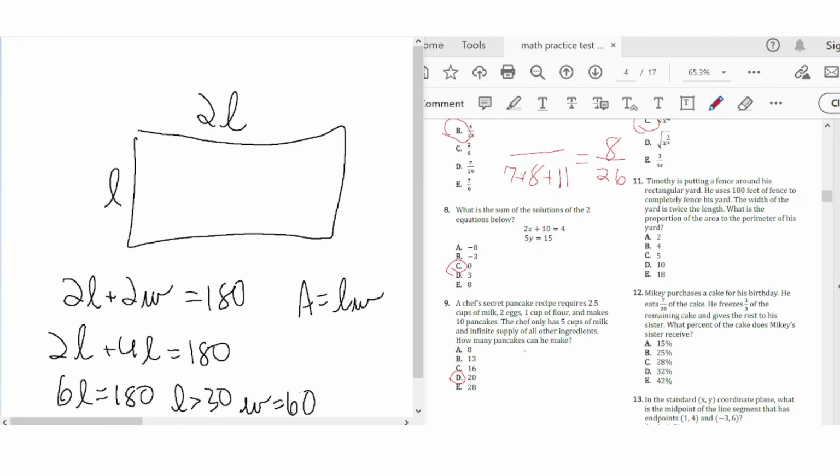Now we can use this to calculate the area. 30 times 60 gives us 1800. Therefore, we know that the area equals 1800. Now to find the proportion of area to perimeter, we have to divide area by perimeter. Without even using our calculators, we can tell that 1800 is greater than 180 by a factor of 10 because it has one more zero. Therefore, the proportion is going to be 10, D.